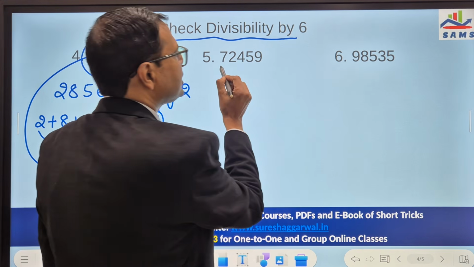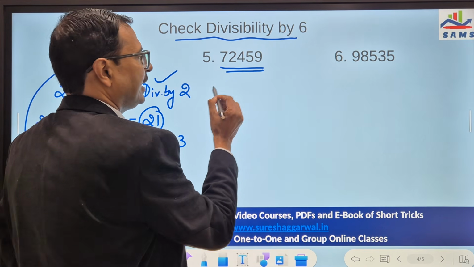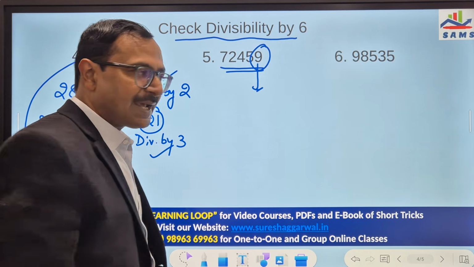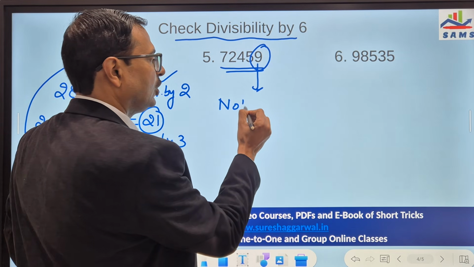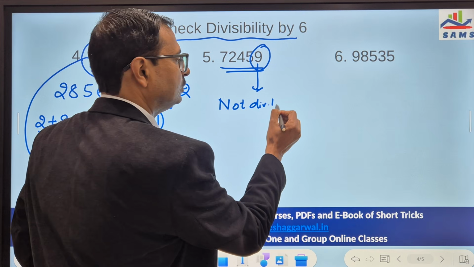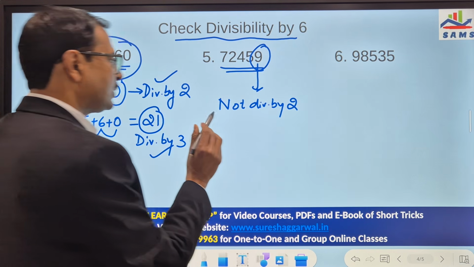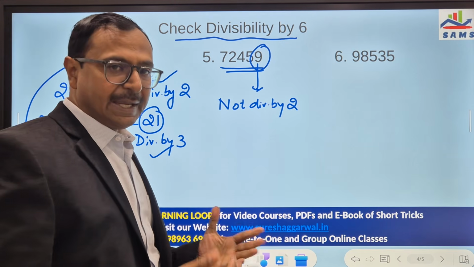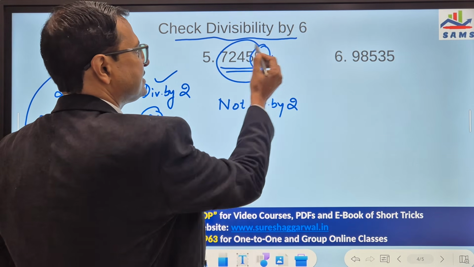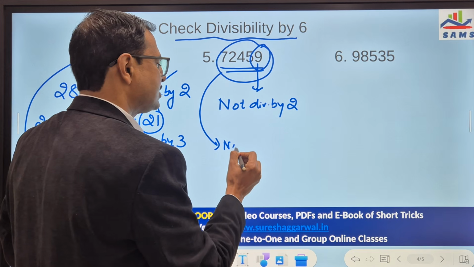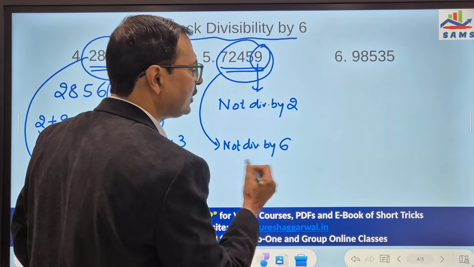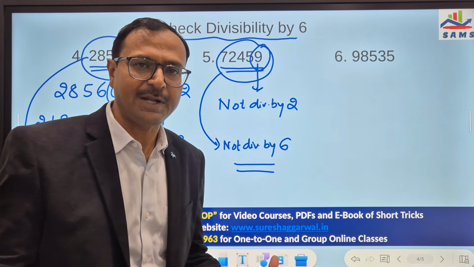Likewise, if you see here, this number has unit digit as 9, and when unit digit is 9, the number is not divisible by 2. And as soon as I see not divisible by 2 or not divisible by 3, I know that my number 72459 is not divisible by 6 also. So I don't even have to check the divisibility by 3 now.